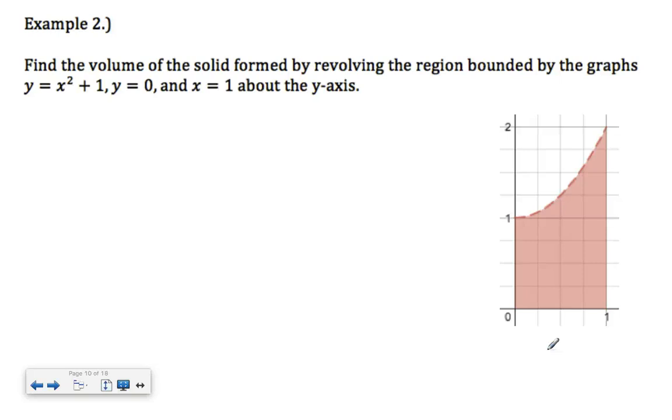Find the volume of the solid formed by revolving the region bounded by the graphs y equals x squared plus 1, y equals 0, and x equals 1 about the y-axis. So again, the y-axis is right here, so that means that this is my axis of revolution. I need to orient my rectangle. So the first thing I need to do is draw a representative rectangle. I'll start with a vertical. So go like that.